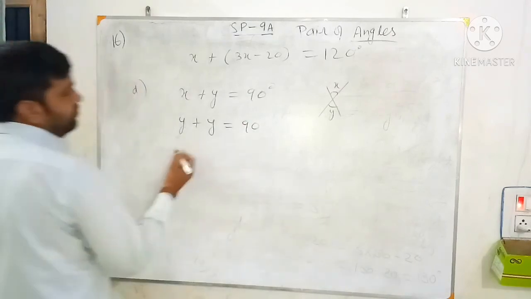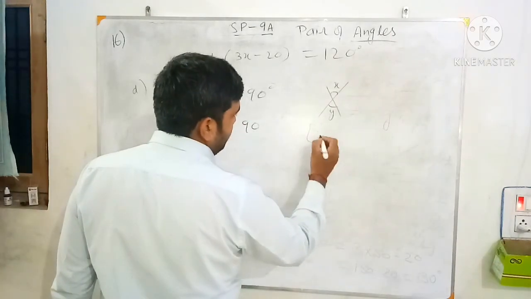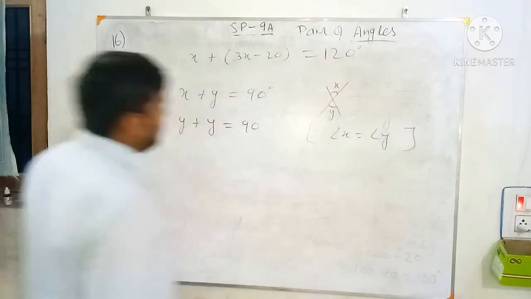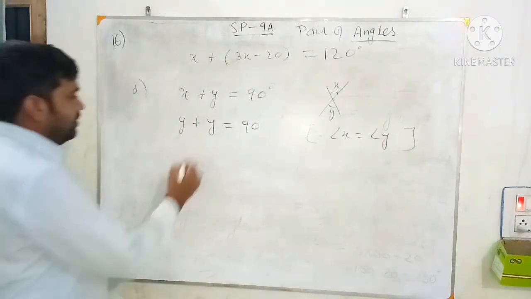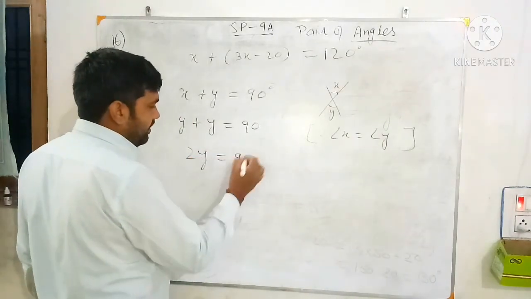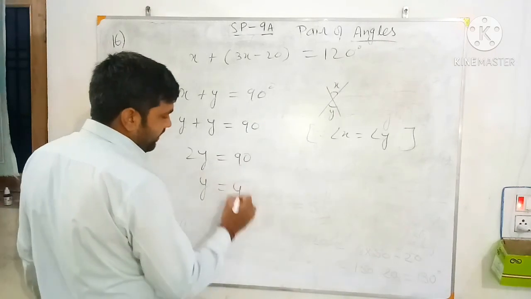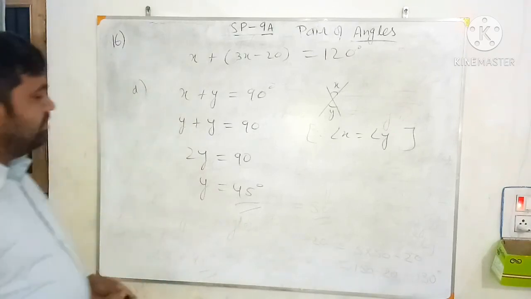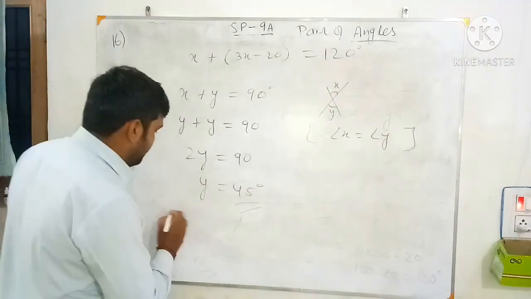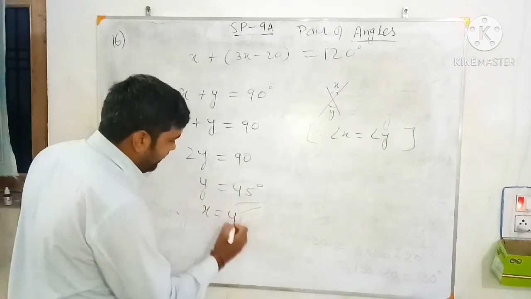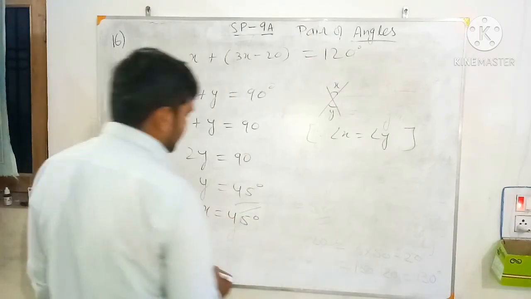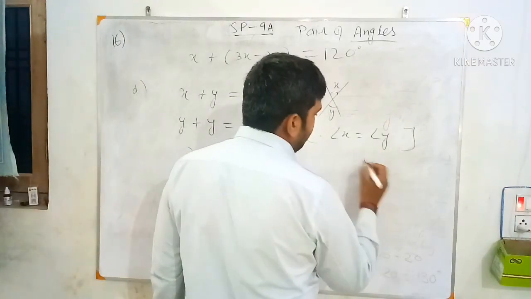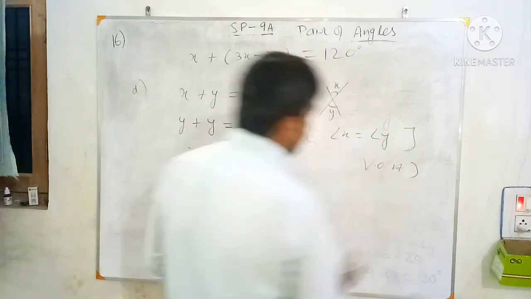Since angle x is equal to angle y, because they are vertical opposite angles, as mentioned in the question, you will find 2y equals 90 and y is equal to 45 degrees. So x is also 45 degrees. Here angle x equals angle y, reason: vertical opposite angles.